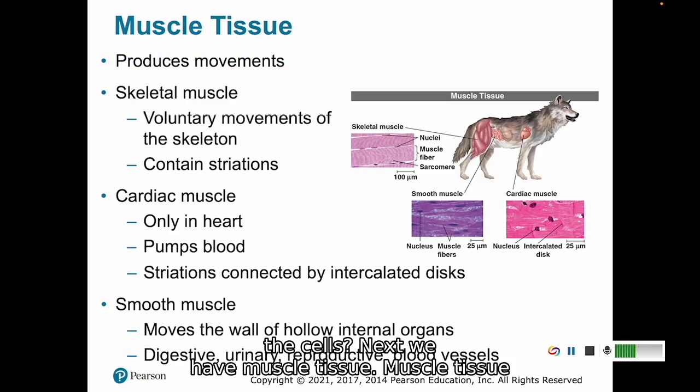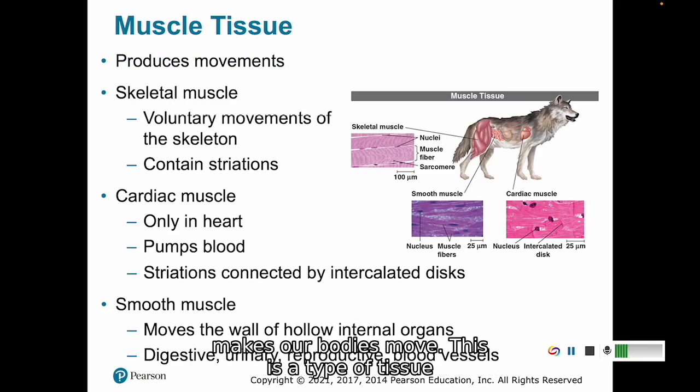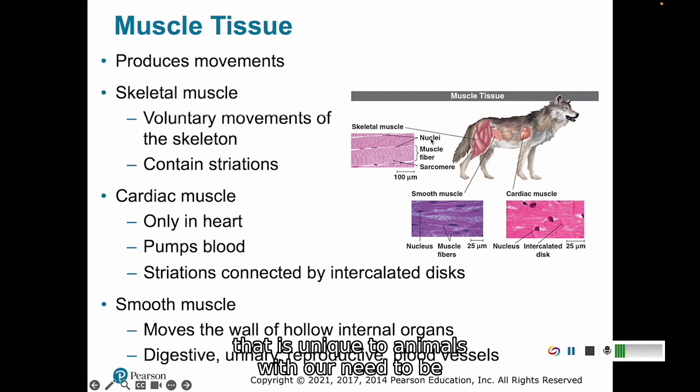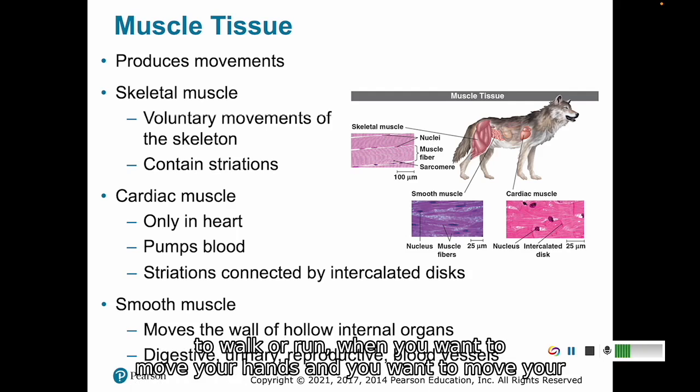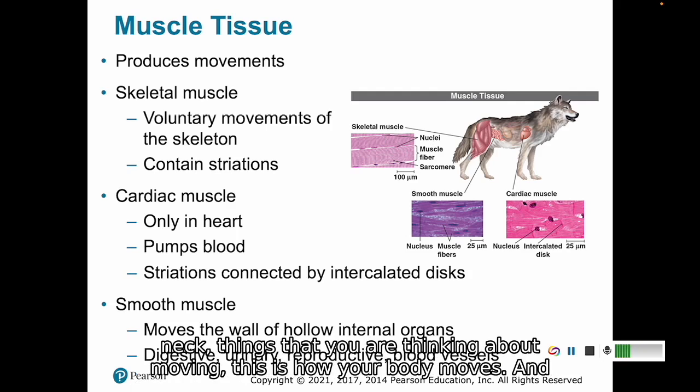Next, we have muscle tissue. Muscle tissue makes our bodies move. This is a type of tissue that is unique to animals with our need to be able to move. And there's 3 types of muscle tissue: skeletal muscle, cardiac muscle, and smooth muscle. Skeletal muscle is responsible for voluntary movements. So when you want to walk or run, when you want to move your hands, when you want to move your neck, things that you are thinking about moving, this is how your body moves.